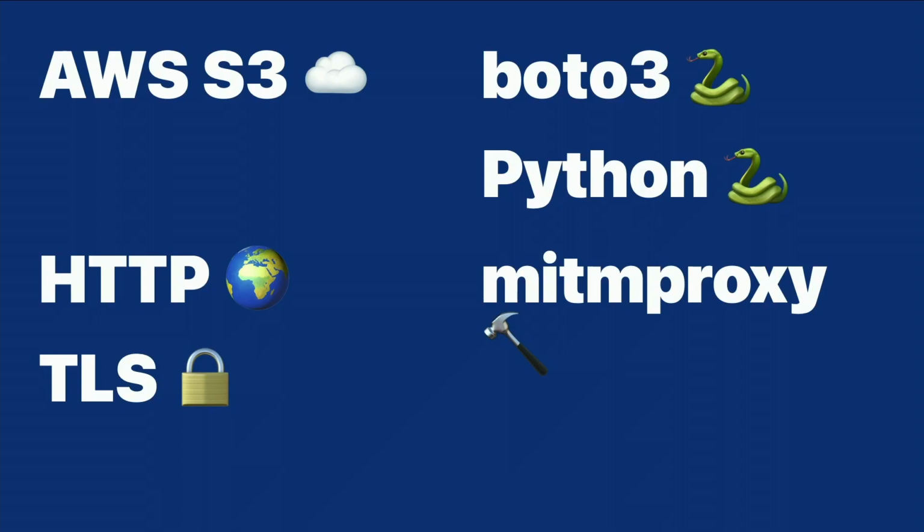I'll be talking a little bit about AWS, specifically S3, and a bit about HTTP and TLS, just because I touch on them. I'll talk about boto3, which is the Python SDK for AWS, and a bit about a tool called mitmproxy, which I'll explain in a minute. I'll talk about each one just enough to give you a flavor, but I don't want to go too deep or else I'll be here for two hours.